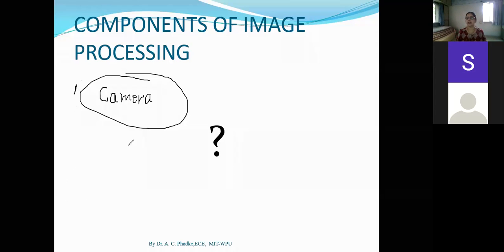What might be the next component? Please do not hesitate to give answers. Though it is wrong, doesn't matter. At least try to guess what might be additional components in your system for image processing applications. Okay, image sensor, very good, Sharan. Your answer is correct. So image sensor is part of the camera.